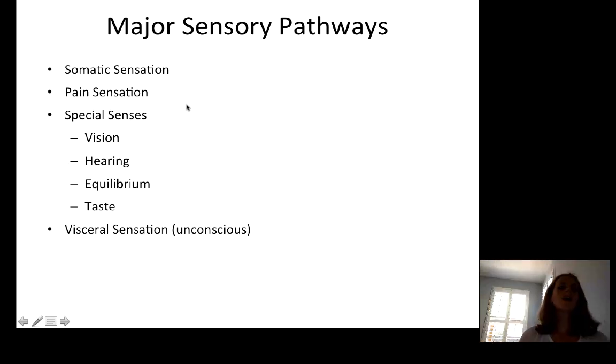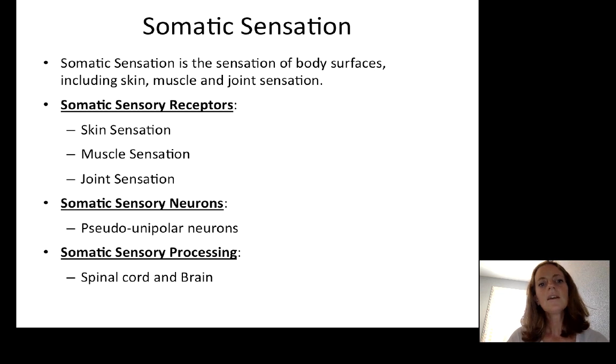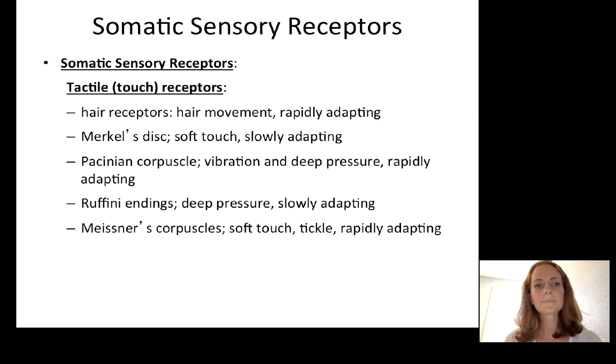Okay, so let's talk about some major sensory pathways. So we're going to talk about somatic sensation and special senses. So somatic sensation is sensation that is in the body, skin, muscles, joints. This travels through somatic sensory neurons, which you may remember from your anatomy class. These are often called the pseudo-unipolar neurons, and they're going to be processed through the spinal cord and the brain.